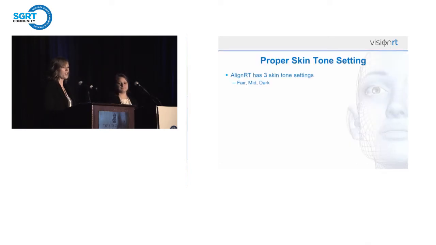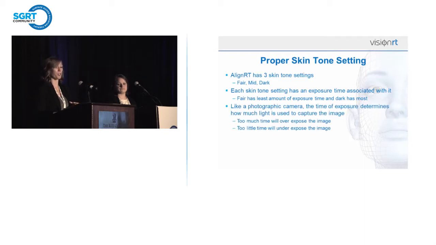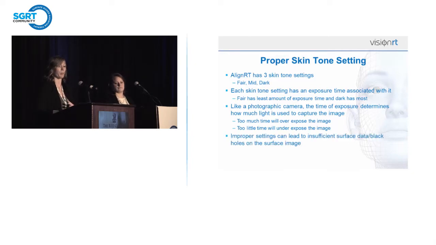AlignRT has three different skin tone settings: fair, mid, and dark. Each of these skin tone settings has an exposure time associated with it. Fair has the least amount of exposure and dark has the most. Like any photographic camera, the time of exposure determines how much light we use to capture that image. Too much time would overexpose our image and too little time would underexpose the image. Anytime we've used improper settings, we can have insufficient surface data or black holes present on our surface image.